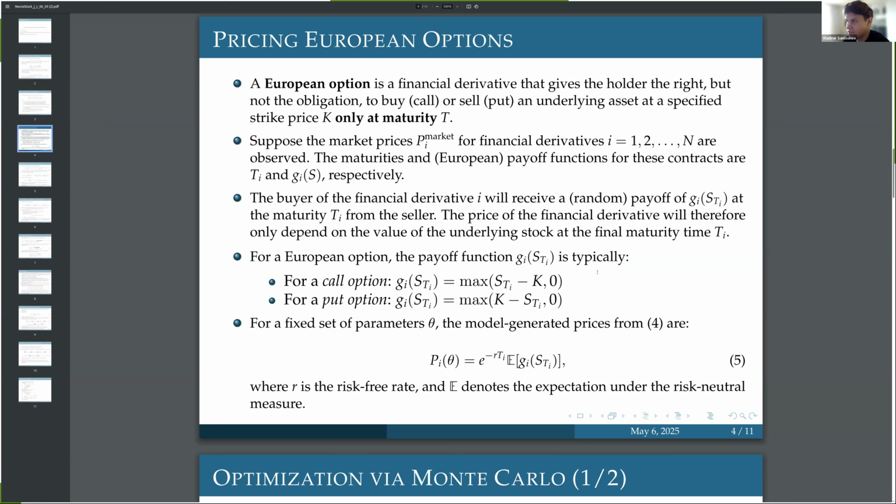Okay. To test these models, they use the prices of European options, which can only be exercised at the expiration date. Here you can see the definition. A European option is when you buy the obligation to buy or sell some asset in the future at maturity time T at price K. Okay.